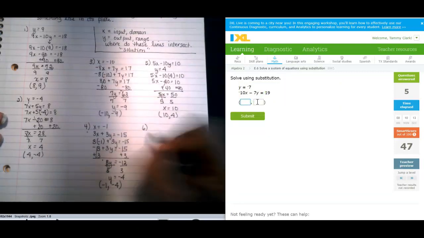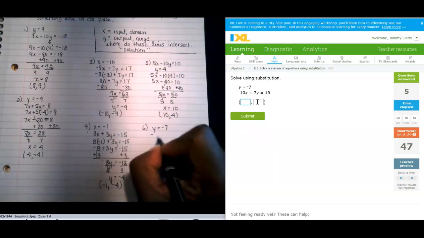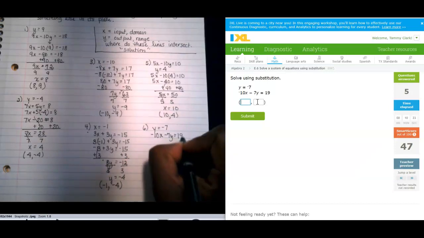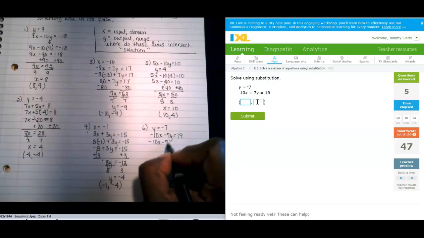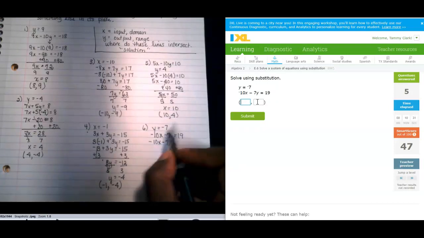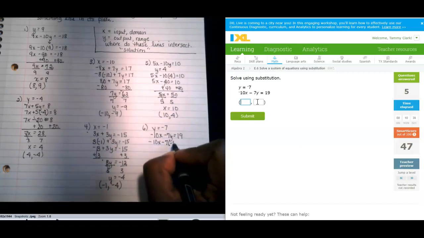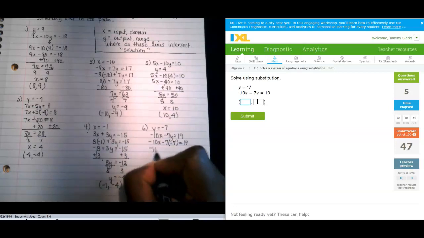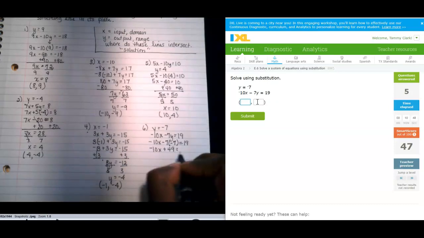Let's look at number 6. We've got y is equal to negative 7. The second line is negative 10x minus 7y is equal to 19. I've got negative 10x minus 7. I'm substituting the value of negative 7 for y, equals 19. So I've got negative 10x, negative 7 times negative 7 is positive 49, is equal to 19.